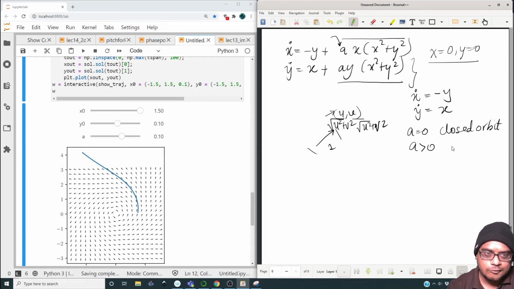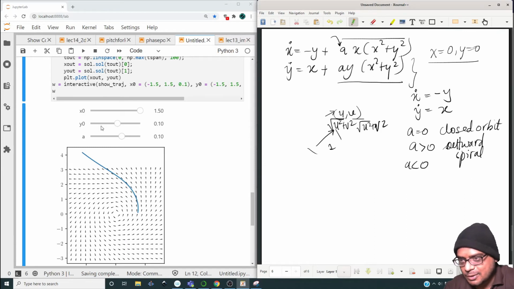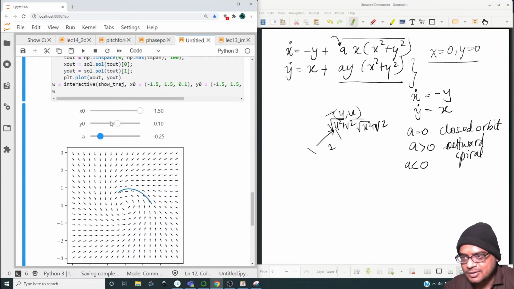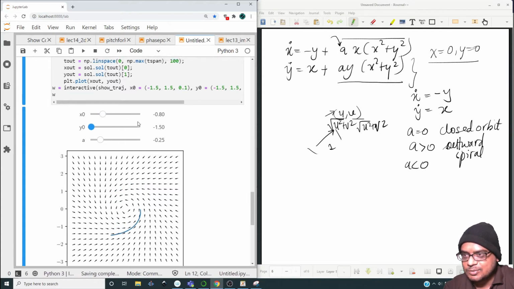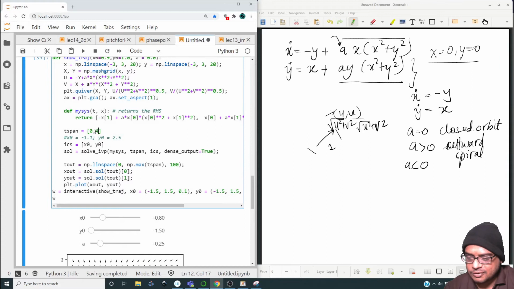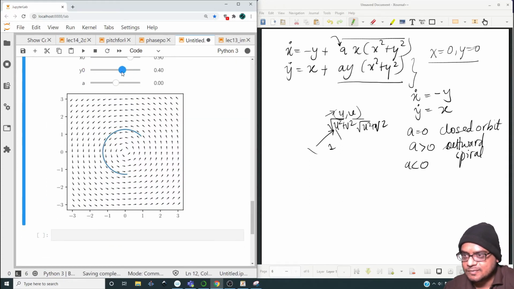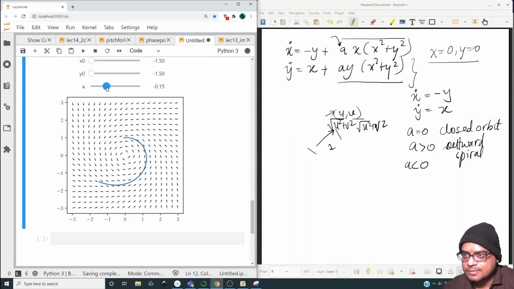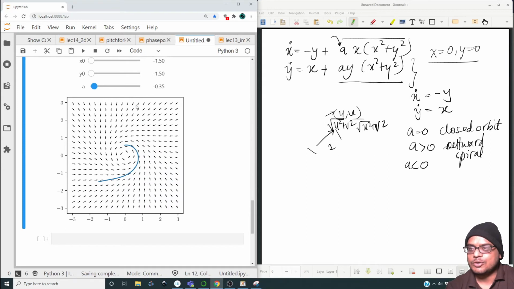When a is greater than 0, we see that it's an outward spiral. And when a is less than 0, can you guess what will happen? If you've guessed it becomes an attracting spiral, you are correct. So it spirals into the origin. Let me just increase the time span a bit so that the spiraling in is rather obvious. Okay, so it's spiraling into the origin.